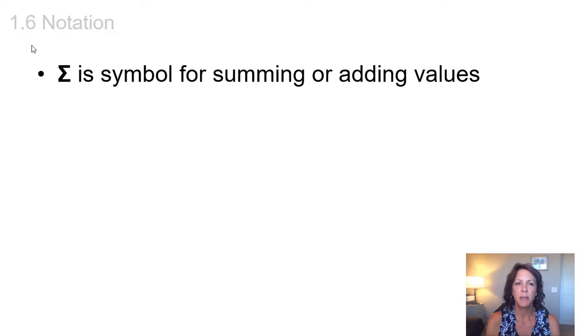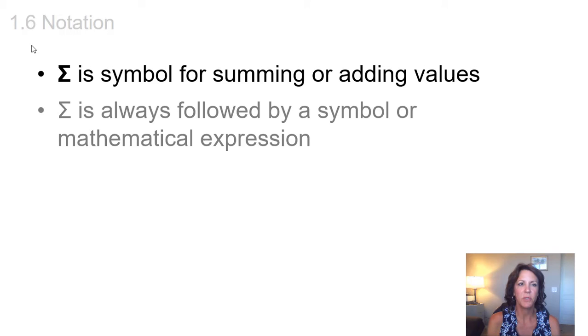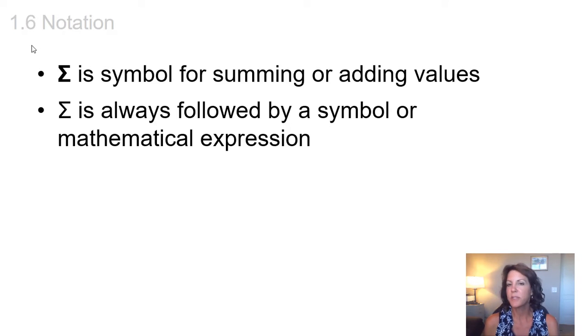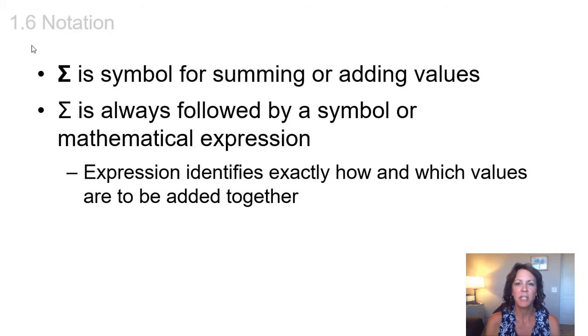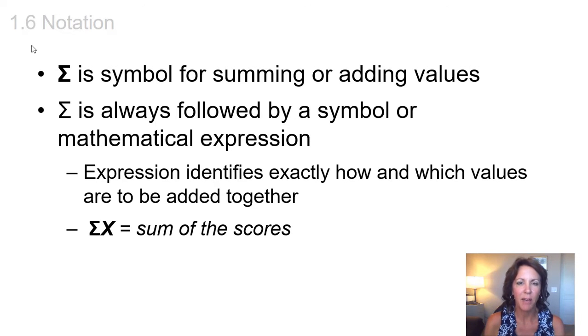Sigma is a Greek symbol for summing or adding values. Sigma is always followed by a symbol or some mathematical expression. Whatever follows to the right of sigma, we're supposed to add it up. This expression identifies exactly how and which values are to be added together. So let's take a look. For example, if we have sigma and then X, well, sigma means add up. Add up what? X are the scores. So sigma says add up the scores, or find the sum of the scores.